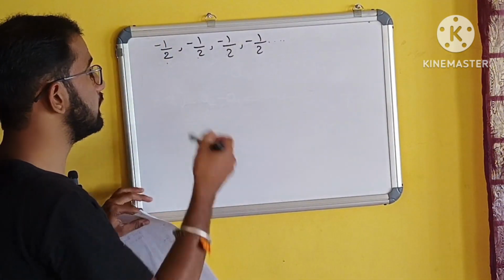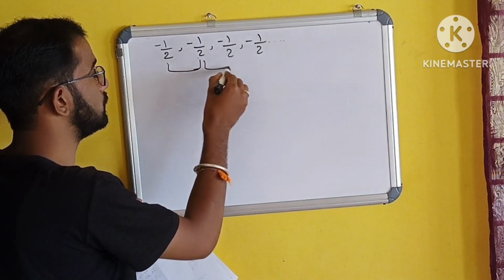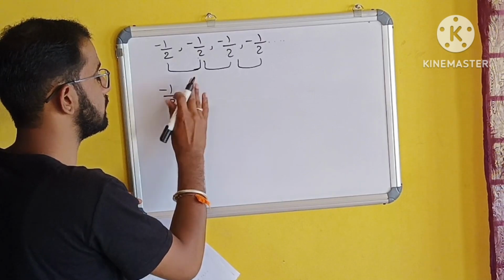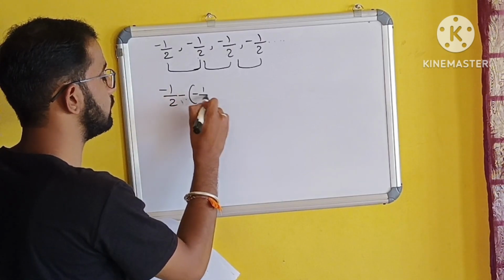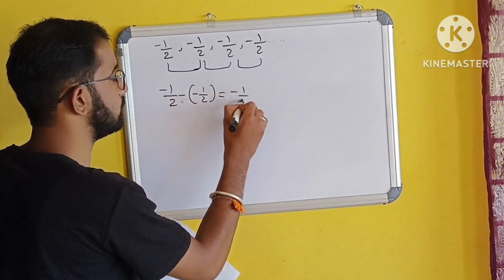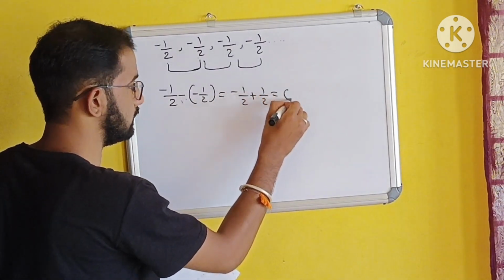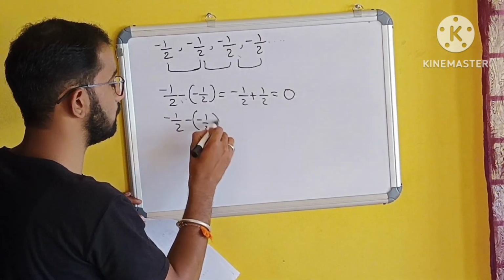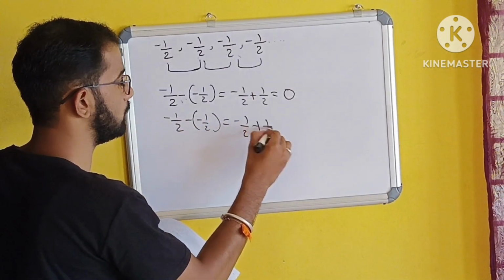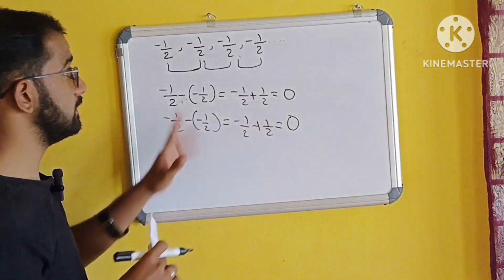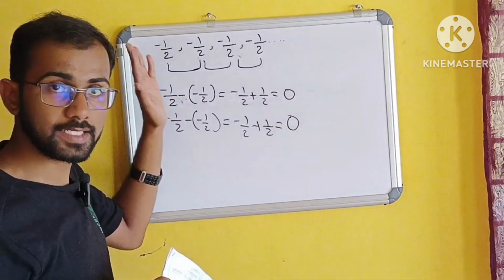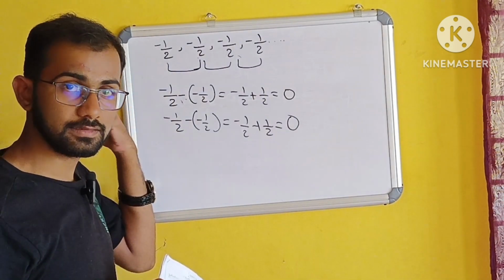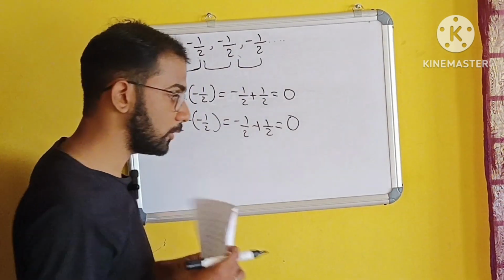Why? Let's see the difference between these terms. If you take -1 by 2 minus of -1 by 2, that is -1 by 2 plus 1 by 2, which is 0. If you take again -1 by 2 minus of -1 by 2, that is again 0. Since the common difference in this type of sequence is 0, which is the same, the sequence is in arithmetic progression.